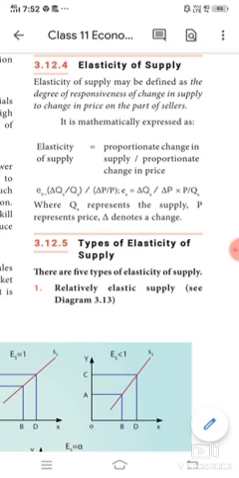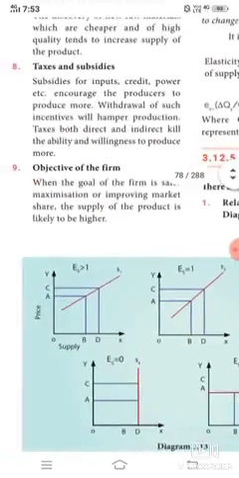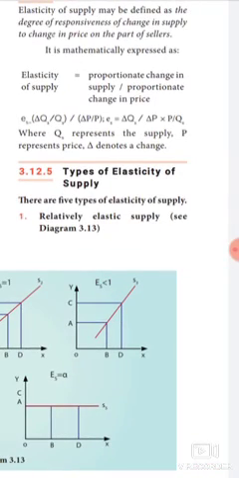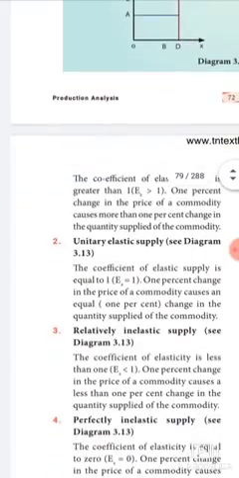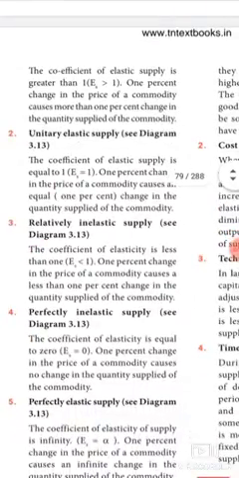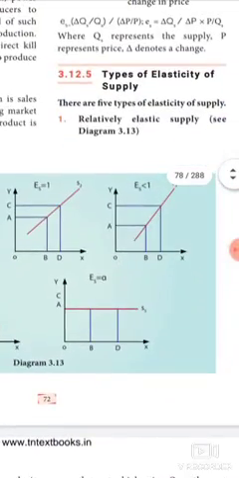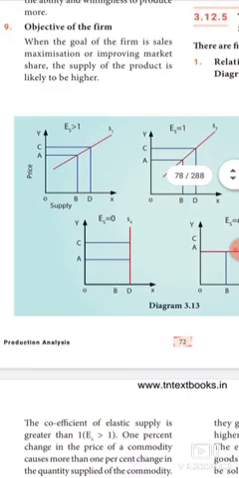So elasticity of supply is equal to proportionate change in supply divided by proportionate change in price. Delta Q of supply divided by delta P. Q represents supply, P represents price. Delta denotes change. Then types of elasticity of supply. There are 5 types of elasticity of supply: relatively elastic supply, relatively inelastic supply, perfectly elastic supply, perfectly inelastic supply, unitary elastic supply. First thing is relatively elastic supply.